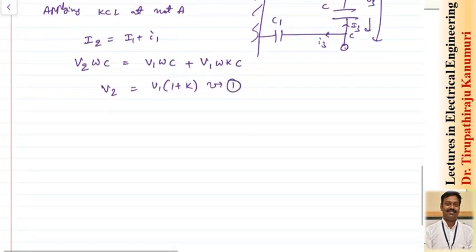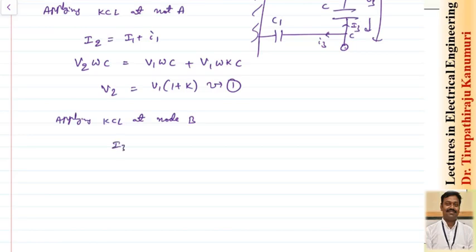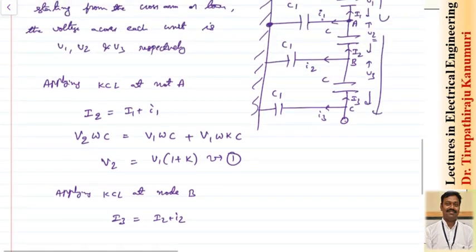Now, in a similar way, I am applying KCL at node B. When you are applying the KCL at node B, we will get the value I3 equal to I2 plus small i2. So let us take the I2. I2 is producing a voltage of V2, and I3 is producing the voltage of V3. So V3 will be there here.